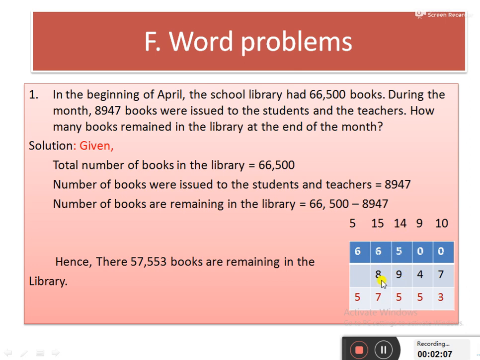Here 5 is here. 8 from 5 we cannot do the subtraction. Again we can borrow from the neighbor 1 tens. So 5 will become 15. 6 will become 5. 15 minus 8 is equal to 7. So 5 directly we can write. Hence there are 57,553 books remaining in the library.